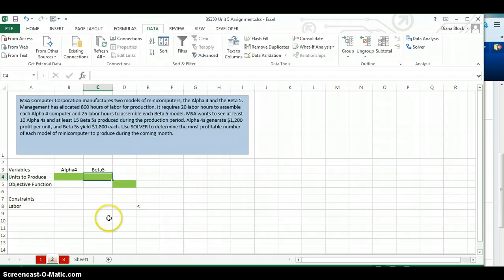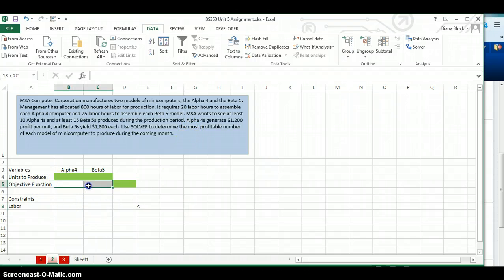Then back over to problem 2, we're talking about labor. So we're going to calculate labor that way. It's going to be this line times this line is your sum here. And this has to be less than the constraint amount that's given in the problem.